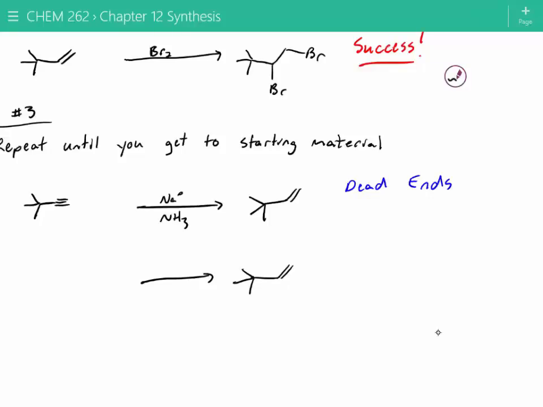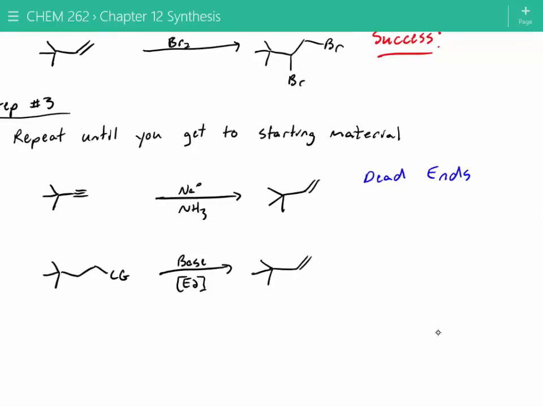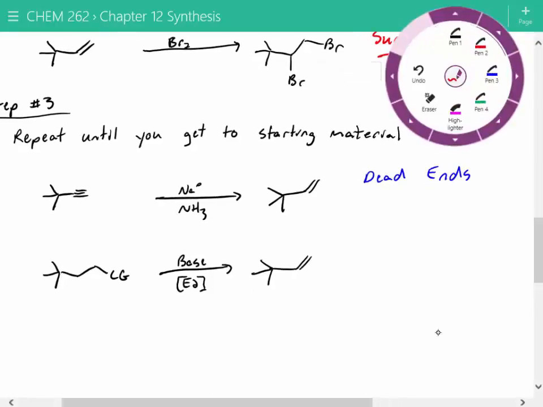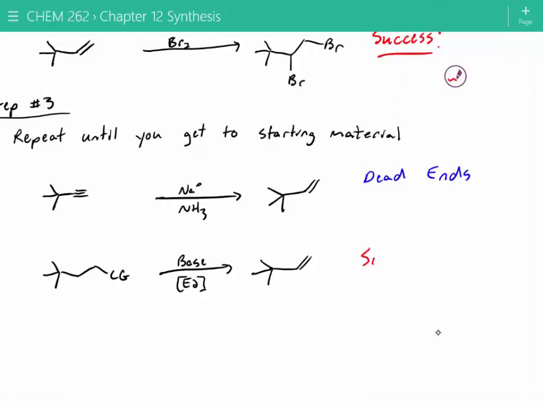Elimination reaction, right? So I'm just going to abbreviate this LG for our leaving group. We need some sort of base as our reagent, right? And then we could do an E2 elimination reaction. So this goes all the way back to last quarter. And now we found success, right? At least we're making progress here.